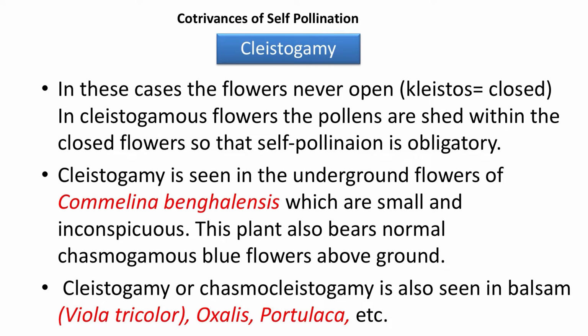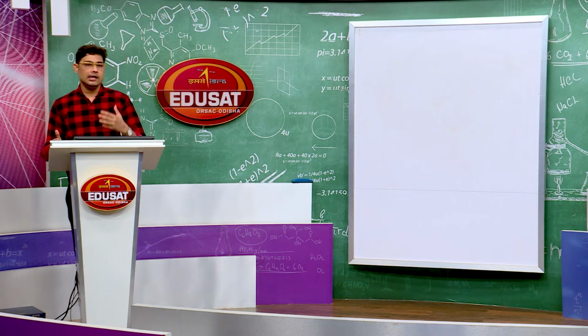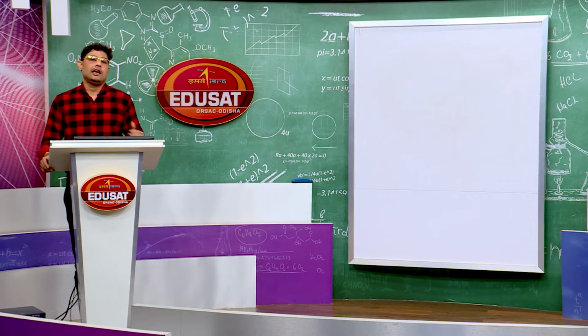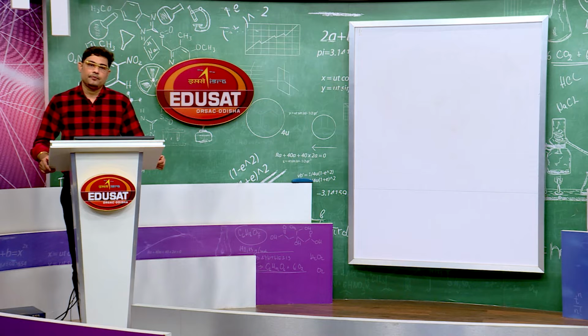You can see the screen. There are certain plants like Commelina bengalensis, Oxalis, Portulaca. These plants bear cleistogamous flowers. The cleistogamous flowers are the flowers which never open. So ultimately in these flowers, self pollination takes place.